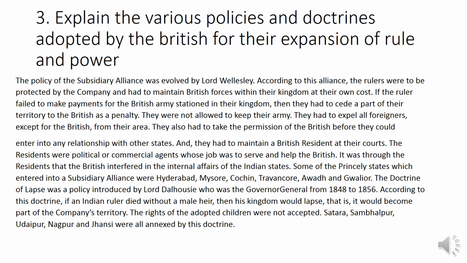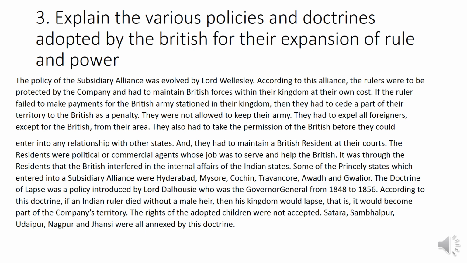The residents were political or commercial agents whose job was to serve and help the British. It was through the residents that the British interfered in the internal affairs of the Indian states. Some of the princely states which entered into a subsidiary alliance were Hyderabad, Mysore, Cochin, Travancore, Awadh and Gwalior.